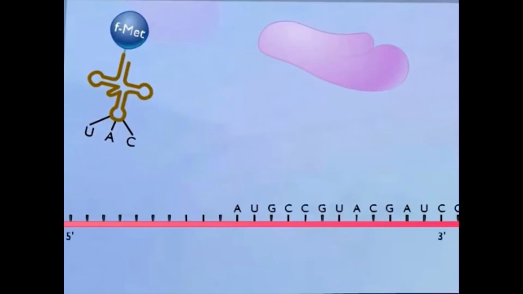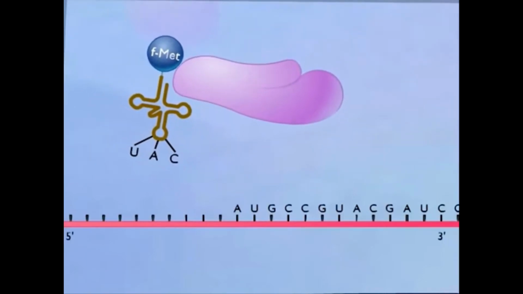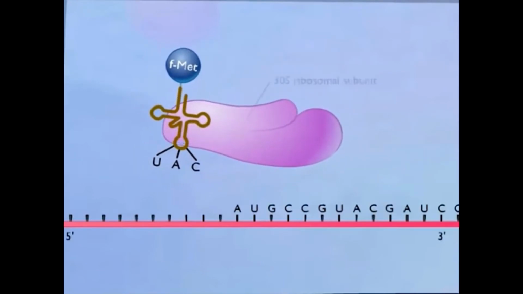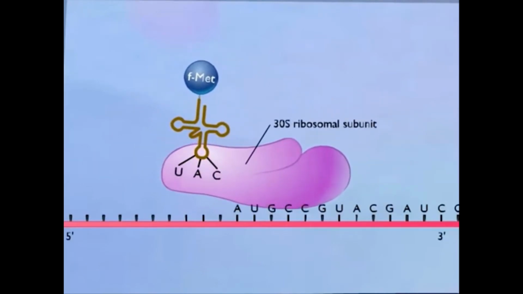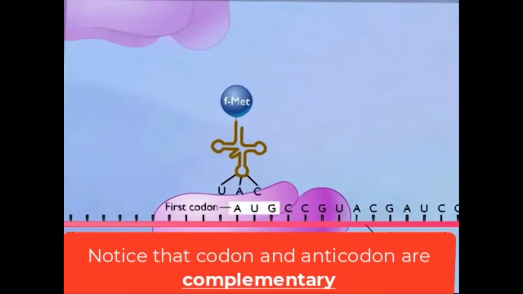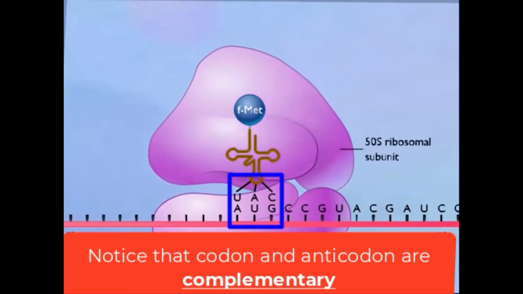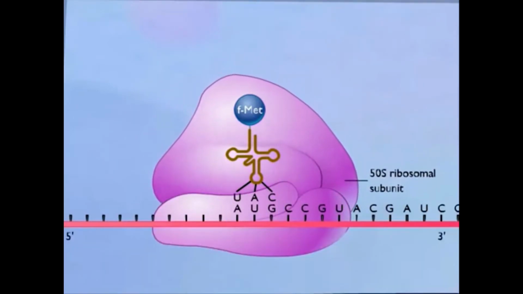In prokaryotic cells, translation is initiated by formation of an initiation complex consisting of the 30S ribosomal subunit, formyl methionine tRNA, and messenger RNA. The 50S ribosomal subunit then joins the complex. Proteins called initiation factors are also involved, but are not shown.